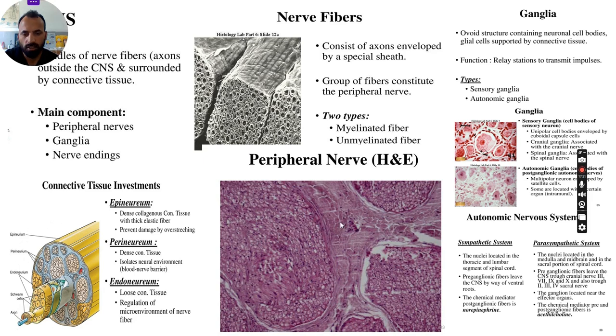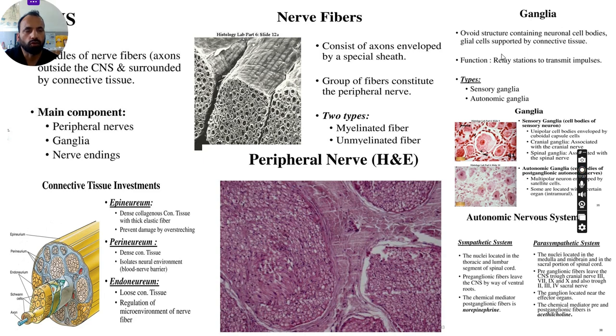So here you can see the H&E stained peripheral nerve. This is the nerve and this is the connective tissue. You can see these are the nerve bundles, or this is the nerve, and there will be so many nerve fibers present in it.